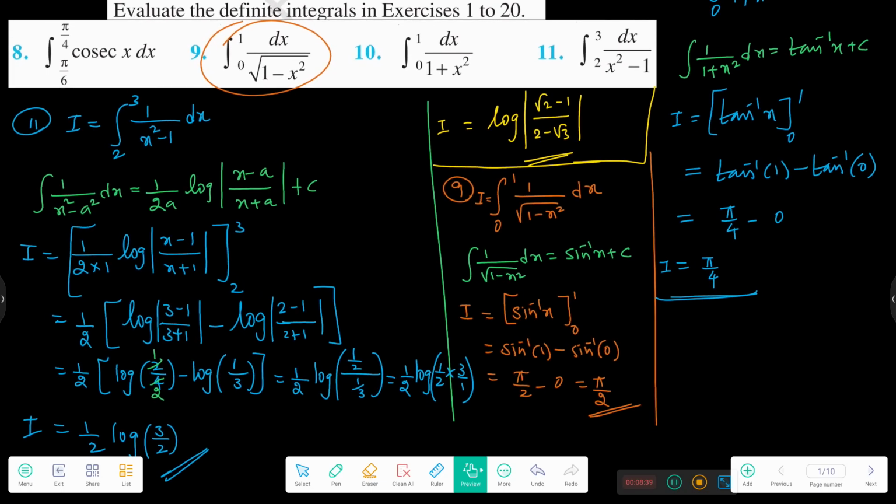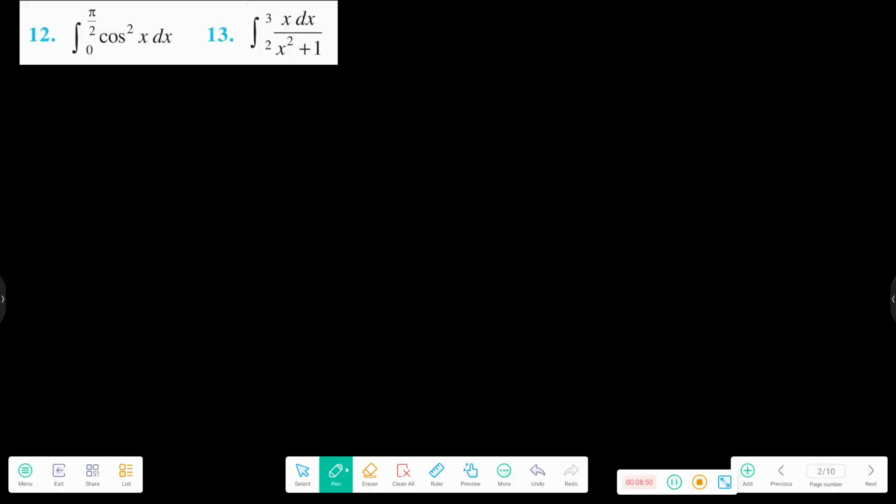Write fast, Raja, little. Write fast. And this one, question number 10 answer. Write fast. For next, question number 12. Let's go, Maharaja. Question number 12.